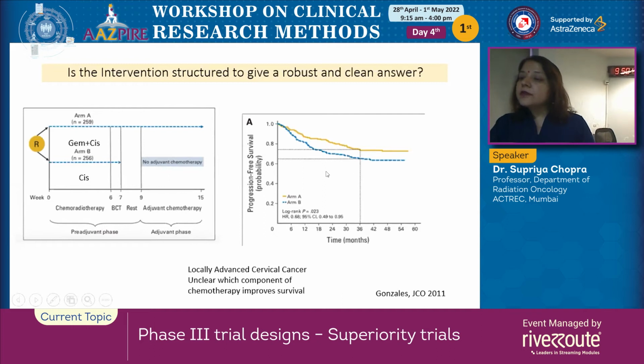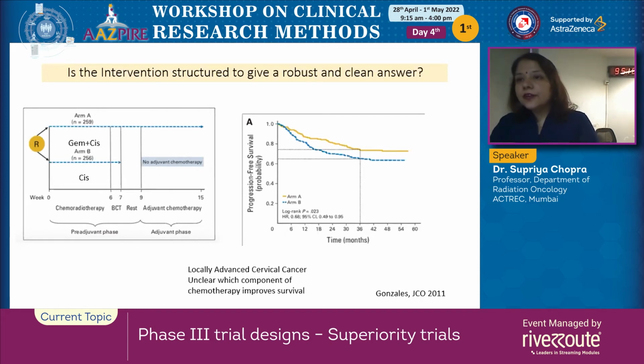They have shown the kind of difference which no trial in the last 20 years has shown, clear-cut positive. But it never became standard of care because investigators could never determine whether that benefit came out of introducing gemcitabine along with cisplatin or because of adjuvant chemo. So 10 years were lost.